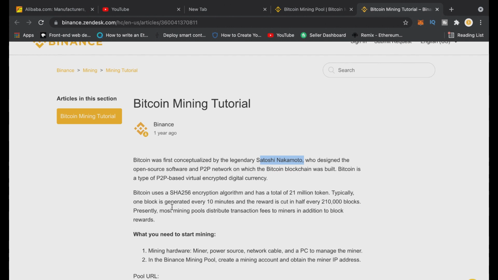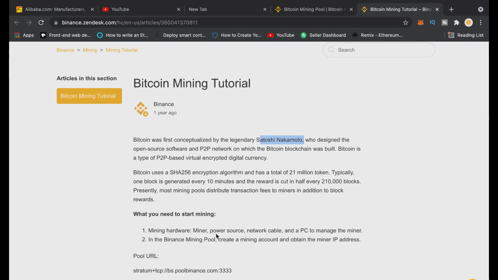Okay, that's it. Presently, most mining pools put transfer fee into miners' additional block reward. What you need to start mining: mining hardware, a miner, power source, network cable, and a PC to manage the miner.